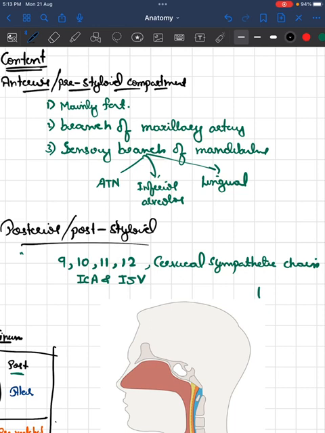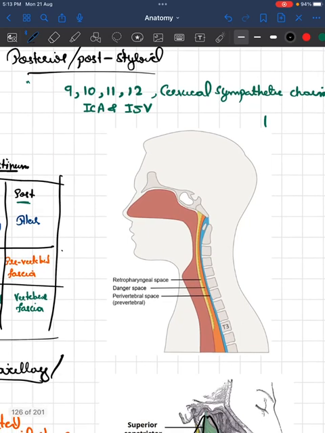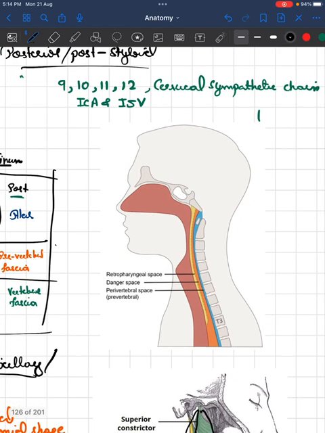In the anterior or prestyloid compartment, we have mainly three contents: mainly fat, a branch of the maxillary artery, and the sensory branch of the mandibular nerve. It includes the auriculotemporal nerve, inferior alveolar nerve, and lingual nerve. In the posterior or poststyloid compartment, we can see mainly the nerves, as well as the internal carotid artery and internal jugular vein, and the cervical sympathetic chain is also present.